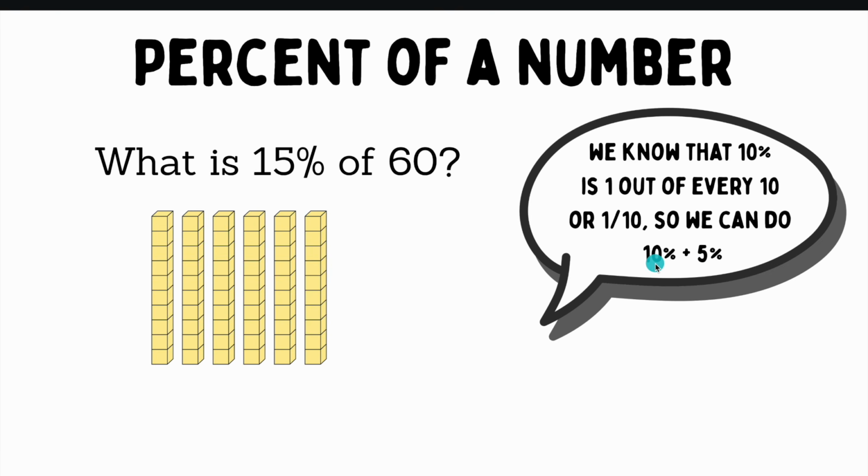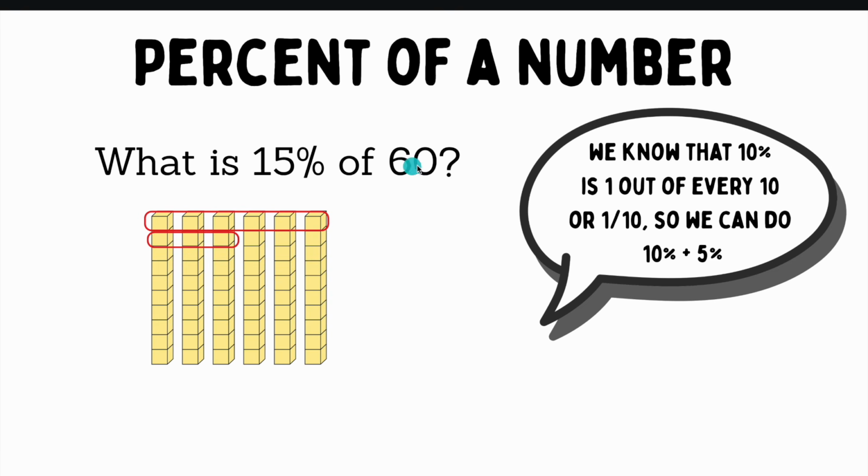Let's start with the 10%, 1 out of every 10. That's 1 out of every 10. That's 10%. But now we need to do the 5%. 5% is half of 10%. If 10% is 1 out of every 10, then the 5% is half. This was 1, 2, 3, 4, 5, 6. Half of 6 is 3.